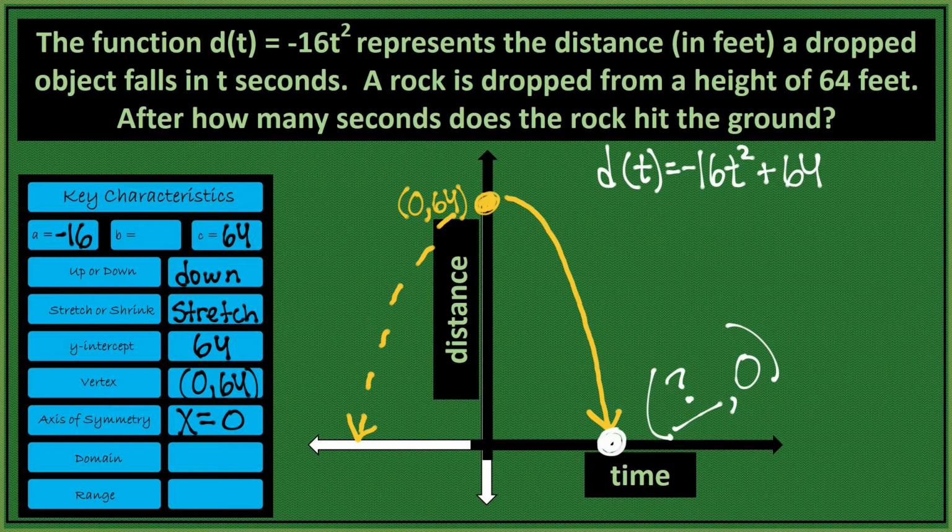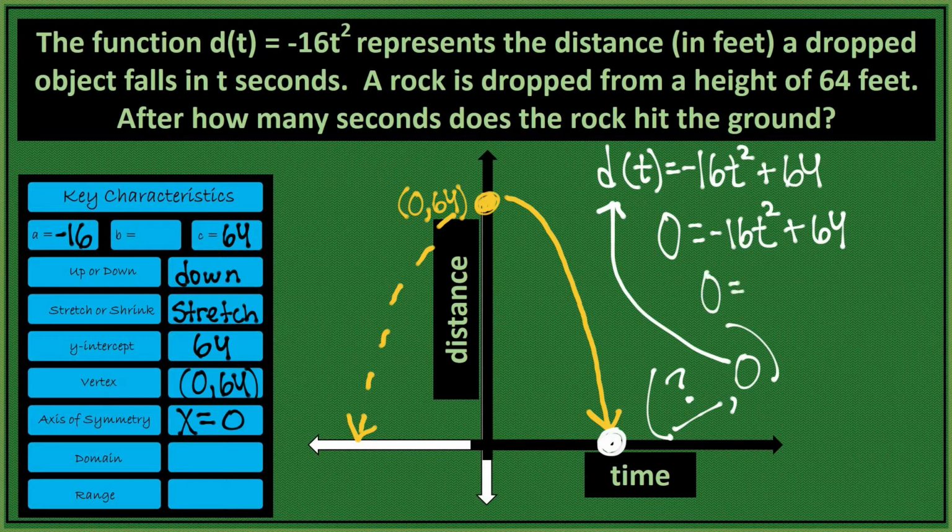And we want to know the time when the height is 0. So we want to know if the distance is 0, what's the time going to be? So that equation is going to look like this. 0 equals negative 16t squared plus 64. And in order to solve this equation and find out what t is, we're going to have to start by taking out the greatest common factor. So we'll have 0 equals negative 16, which is the greatest common factor, multiplied by t squared minus 4, because negative 16 times negative 4 is positive 64.